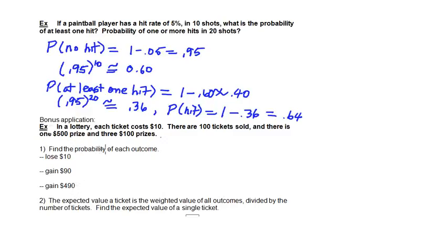$490. So the probability of each outcome: there are 100 tickets sold, and we know then that the denominator is going to be 100. But there will be 96 people who will buy tickets and not win anything. And so the probability of losing $10 is 96%, or 0.96. The second possibility, gaining $90, happens if you win one of the three $100 prizes. And so the probability of this is going to be 3 out of 100, or 3%, 0.03. And the probability of gaining $490 is 1 out of 100, which is 1%.